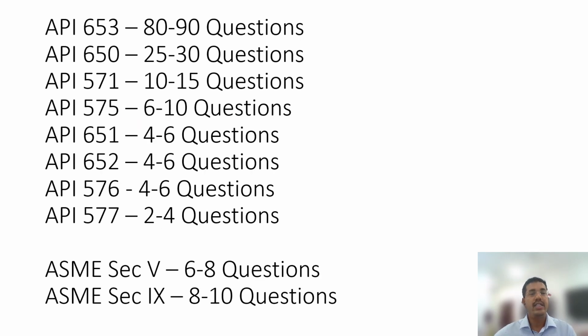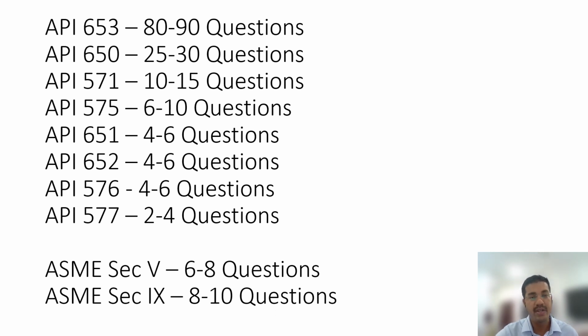So let's start the 653 exam. Usually for 653, you need to understand 650 first, okay. First we will go for 650, then we will go for 653. Otherwise you will not understand the construction of the tank. 650 is the construction of new tanks, okay. 653 is the in-service inspection of the tanks.